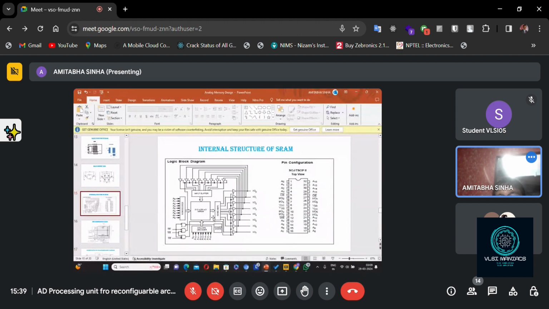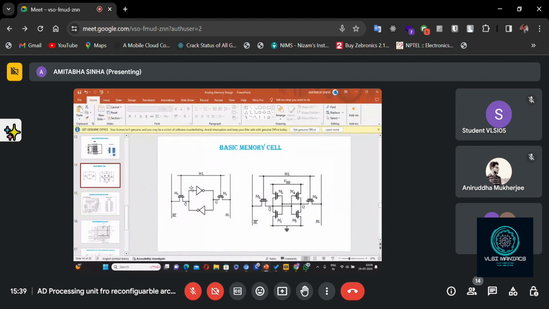And these all are the internal structure of the memory. This is the memory cell. Sir, can you please repeat how to read the data from the memory cell once again? Okay. Now, let's say write we have discussed.